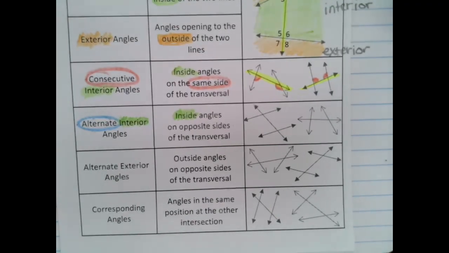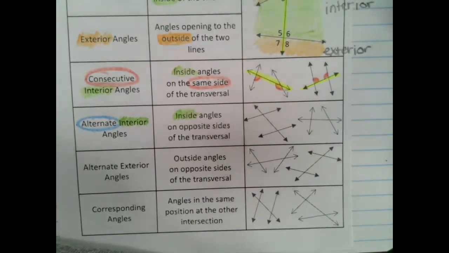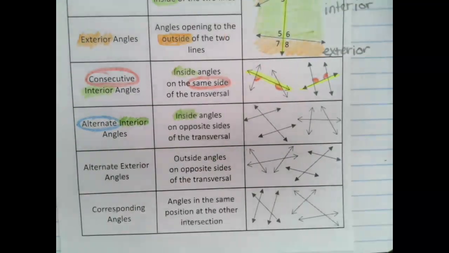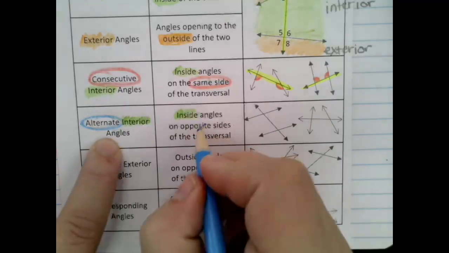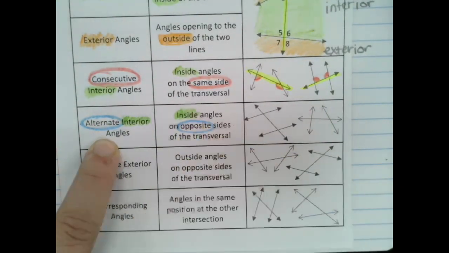Okay, when we think of that word alternate, what does it mean if something is alternating? It's changing, it's like taking turns. Okay, it's not happening at the same time. So alternating means like every other usually. So in this case, alternate is going to mean opposite sides. It's going to change sides of the transversal.